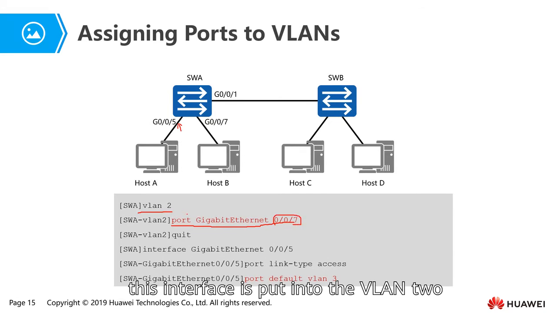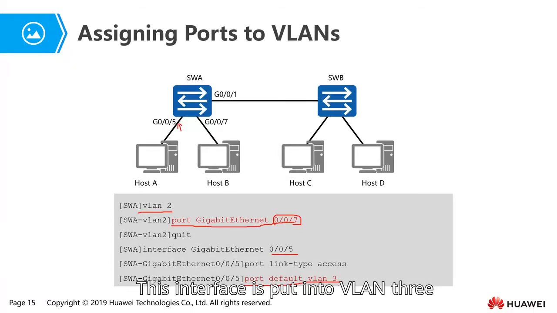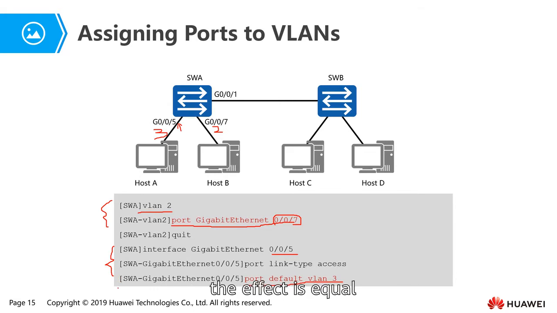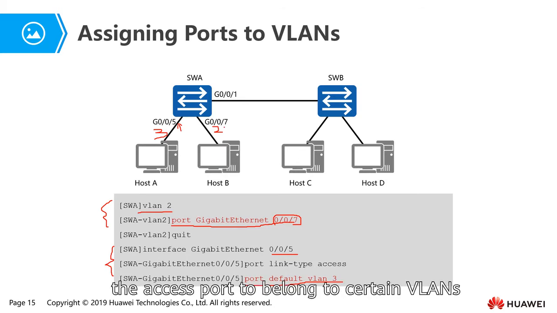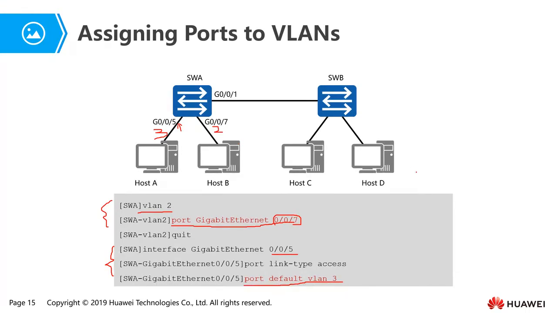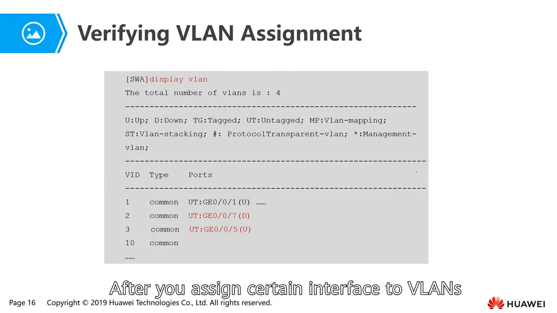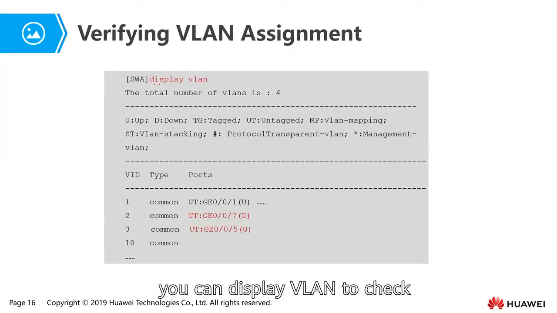There's another method. Under this interface, you use port default vlan 3, and then this interface is put into VLAN 3. These two methods have the same effect. You can use either one to configure the access port to belong to certain VLANs. After you assign interfaces to VLANs, you can use display vlan to check.